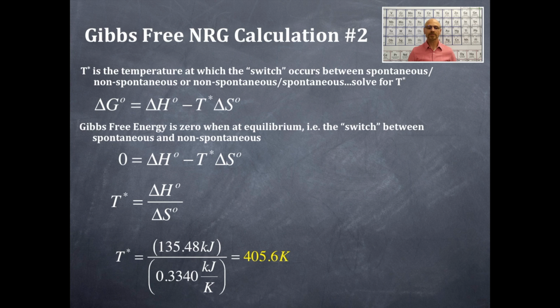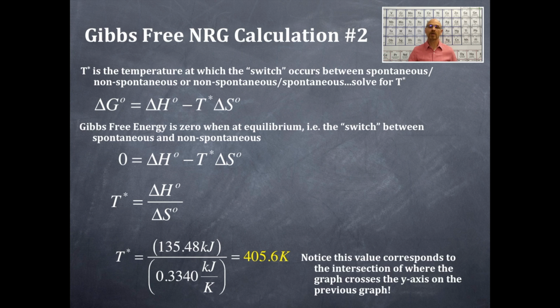405.6 Kelvin. So notice that this value corresponds to where the graph crosses the x-axis, sorry, the x-axis on that previous graph, right? So hopefully that makes sense for you. Okay, so you should see that it crosses right there, and that's when that switch occurs between spontaneous and non-spontaneous. So this is where we have on the x-axis that switch between the 0 and the non-zero, either positive or negative.